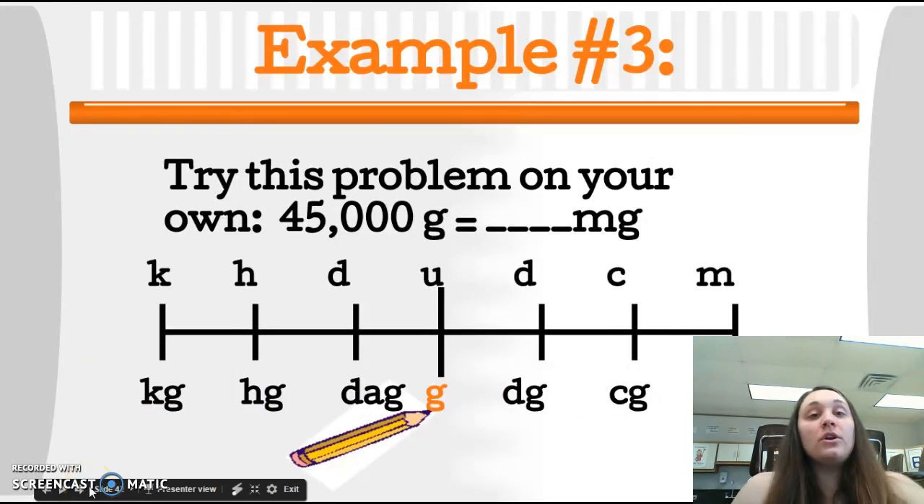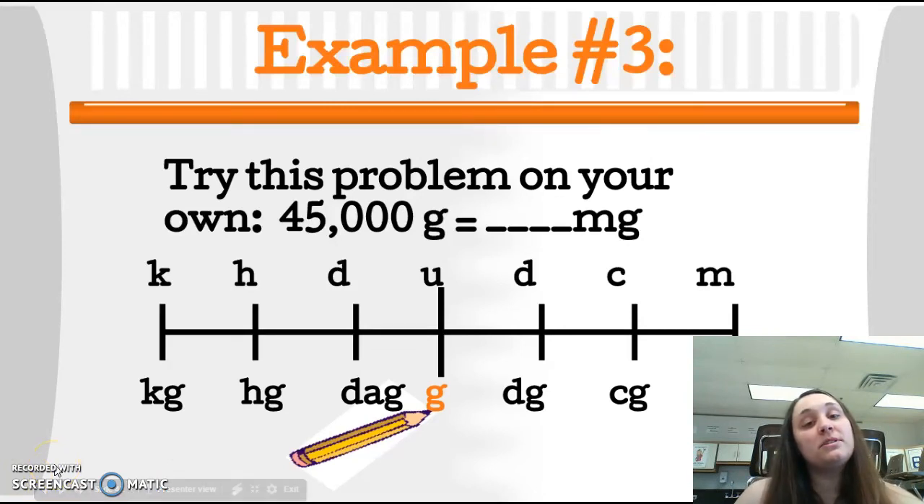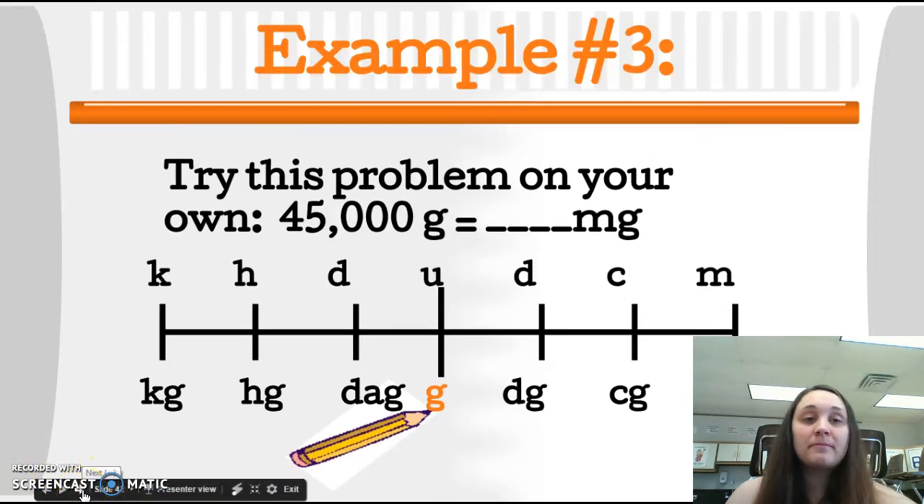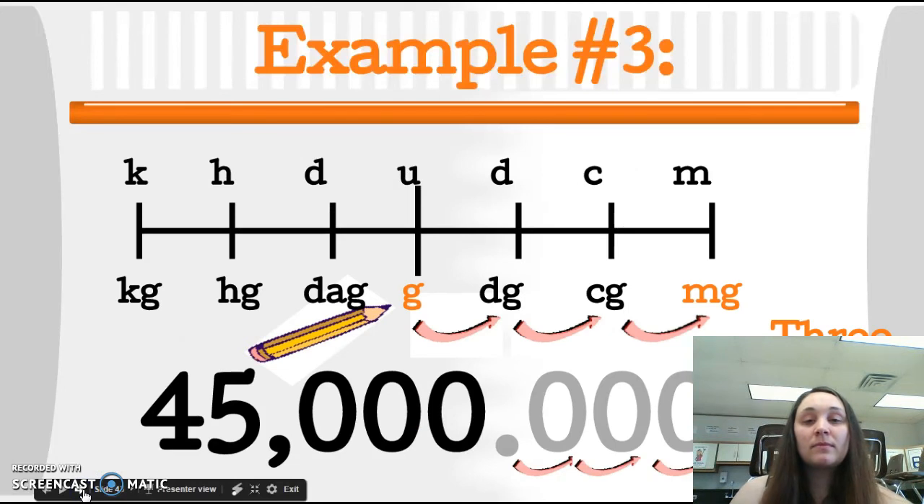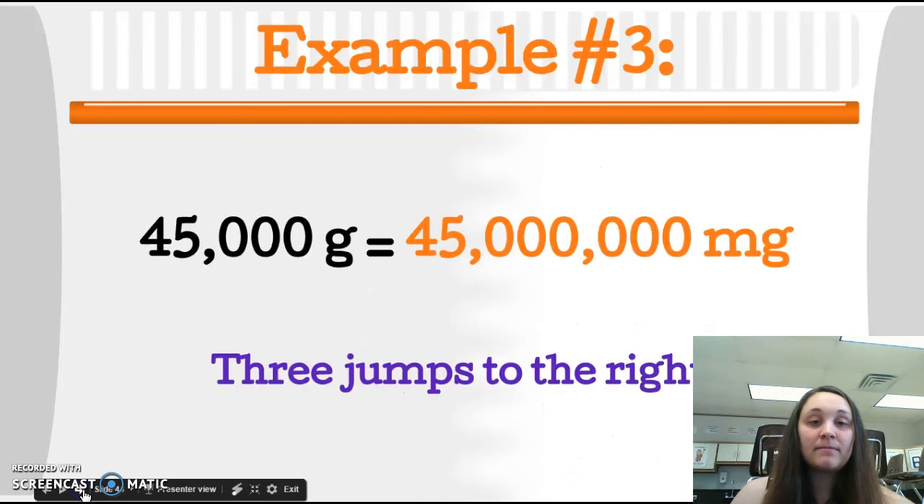All right, so try this problem on your own. You're starting at 45,000 grams, and you're going to go to milligrams. So put your pencil on that G. So you're going to be going 3 jumps to the right. And that's what you would get, because you need those zeros as placeholders. If you didn't get that, it's okay, we have one more.